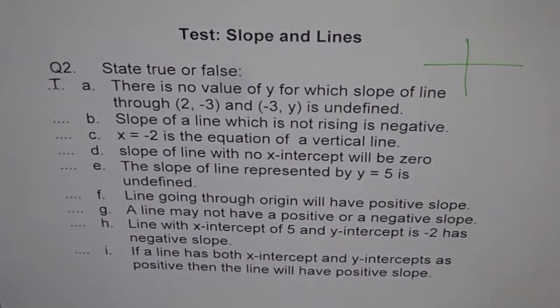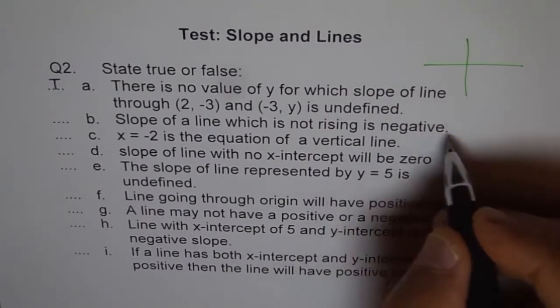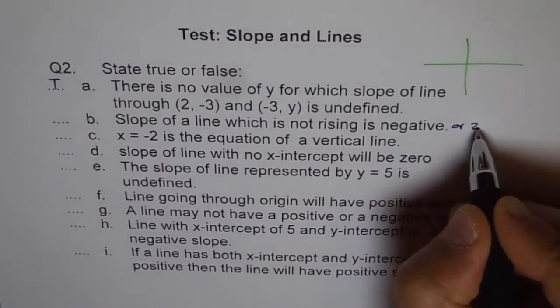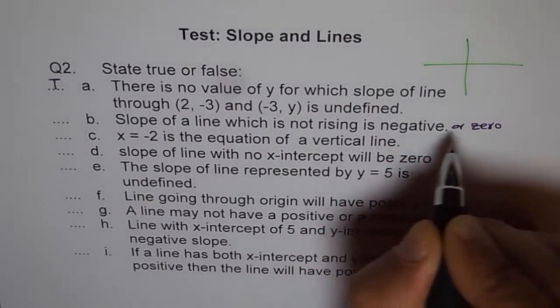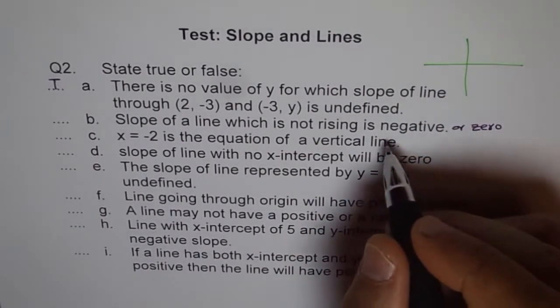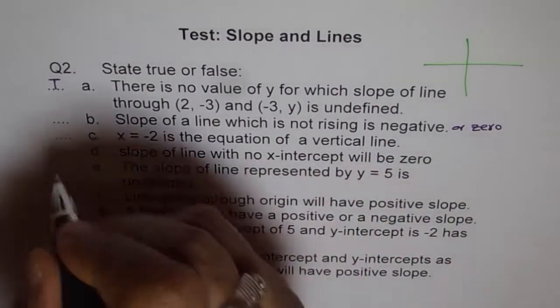Part B. The slope of a line which is not rising is negative. It's kind of tricky. Which is not rising? It could be flat, right? It could be 0 also. Do you understand? So it could be negative or 0. It could be a straight horizontal line. So that's false, correct?